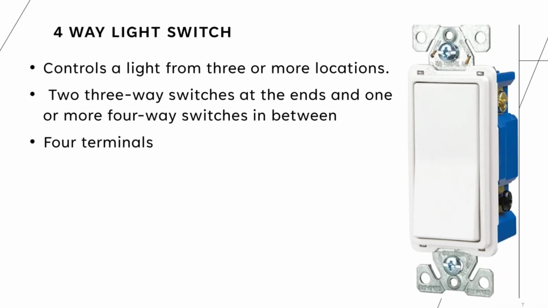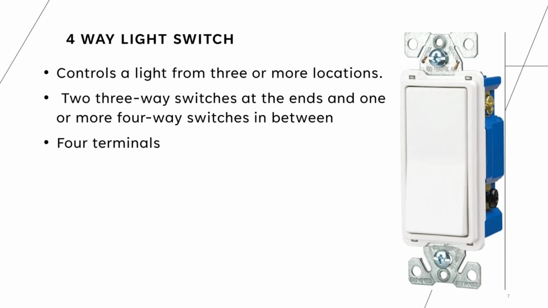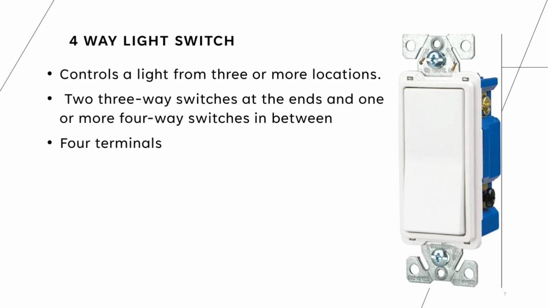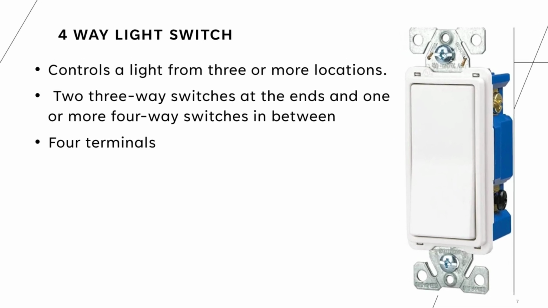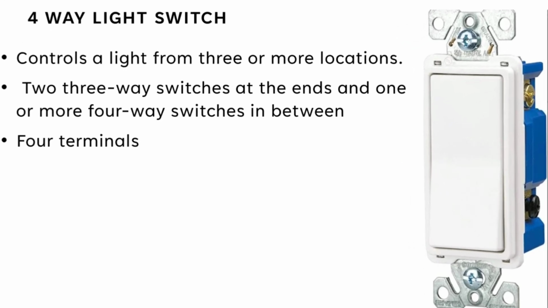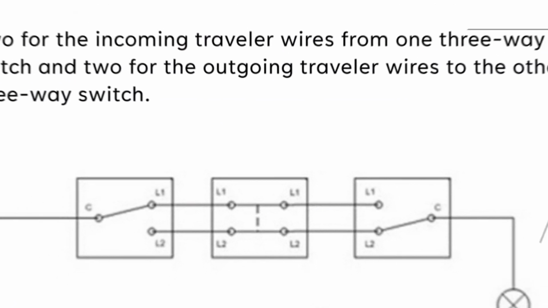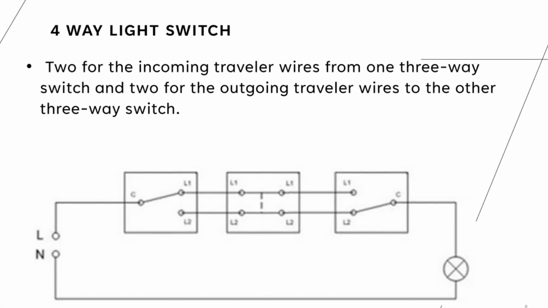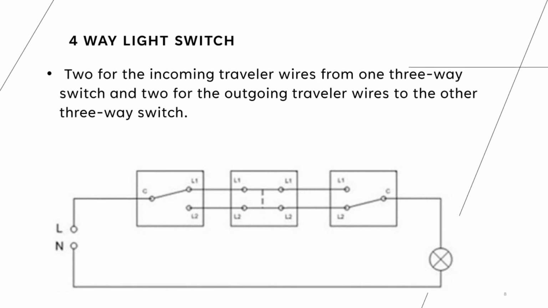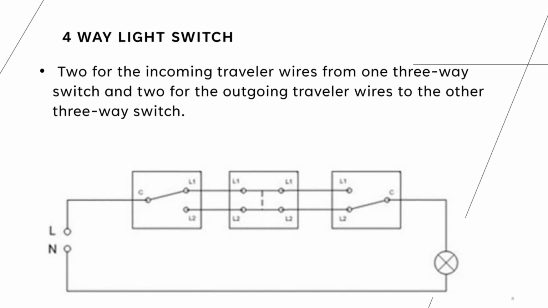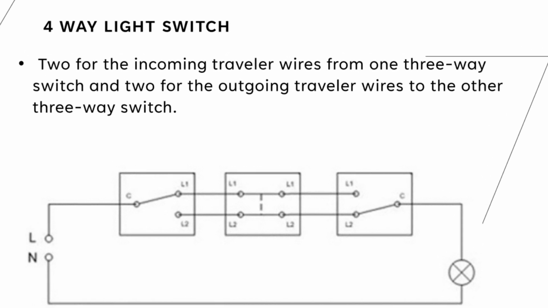Four-way light switches. Four-way switches are used when you need to control a light from three or more locations. This setup often appears in larger rooms with multiple entry points or in long hallways where lights need to be controlled from different ends. A four-way switch system involves two three-way switches at the ends and one or more four-way switches in between. The four-way switch has four terminals, two for the incoming traveler wires from one three-way switch and two for the outgoing traveler wires to the other three-way switch.